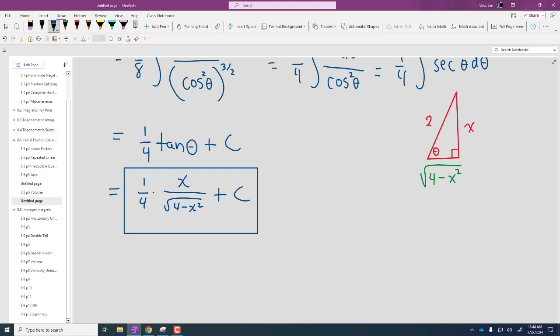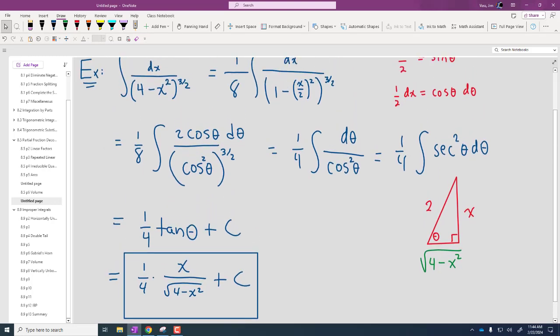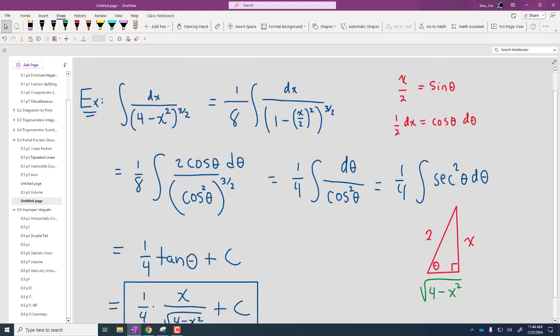Question? If you do like 2 lines up, in the denominator, what all happened there? So our substitution is sine. So this is sine squared right here. So 1 minus sine squared is cosine squared.